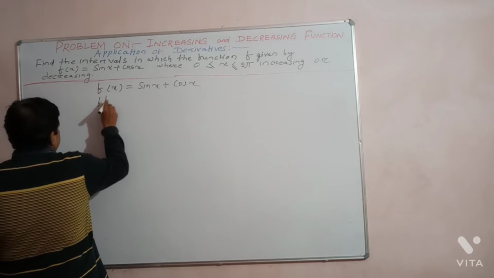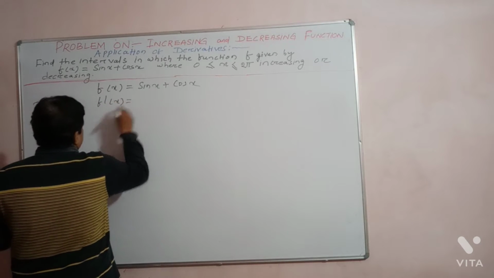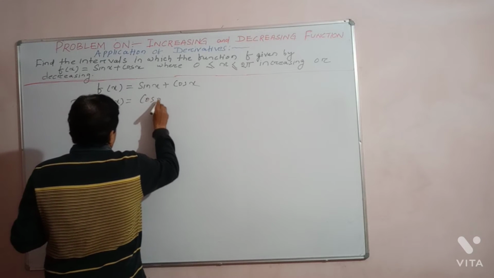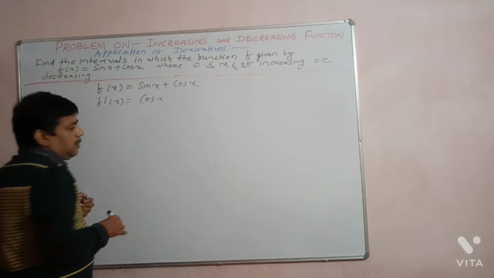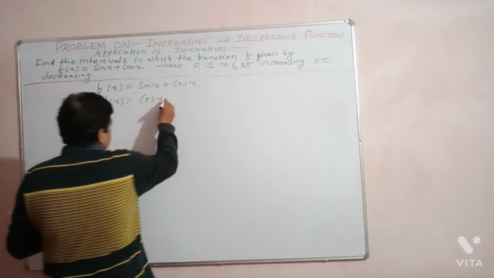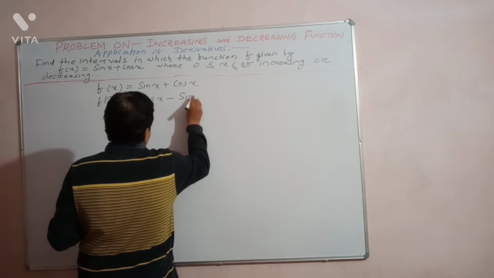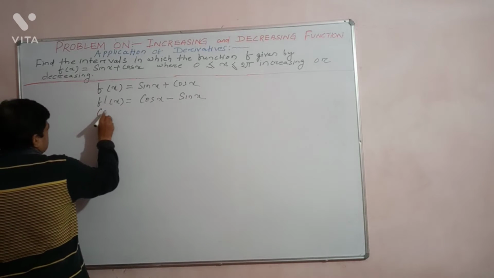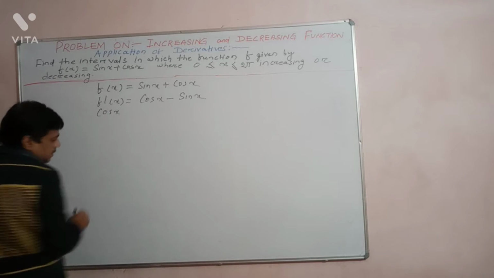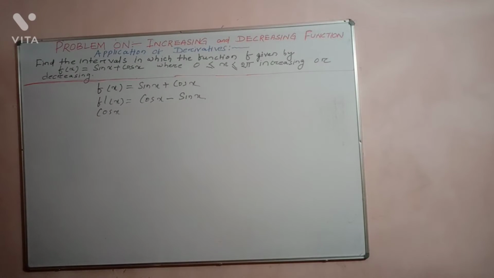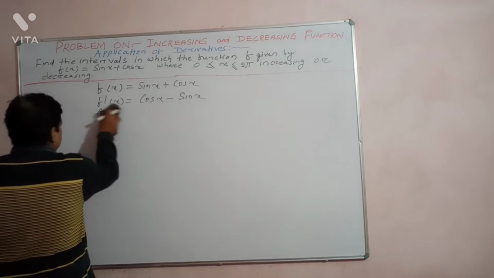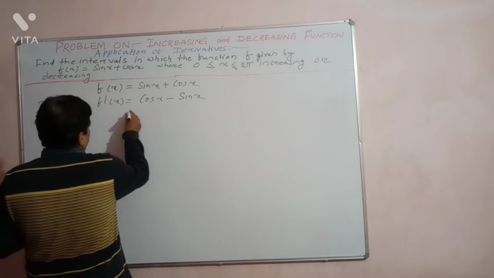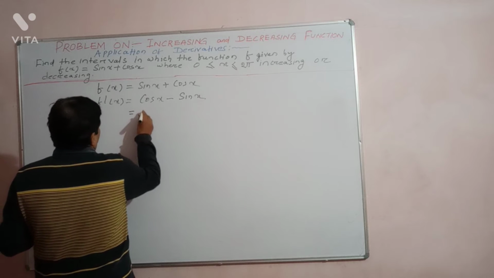So let's see the function f(x) = sin x + cos x. Let us find the derivative f'(x), the first order derivative. The derivative of sin x is cos x, and the derivative of cos x is minus sin x. Understand or not? So f'(x) = cos x − sin x. You can write cos x − sin x also in another form.